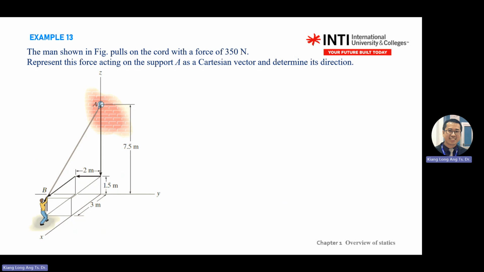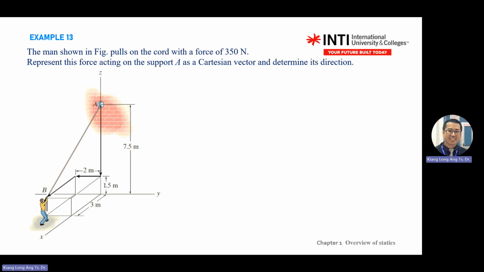You have a man trying to pull a cord, maybe because he wants to do some billboard decoration or Christmas decoration. So he pulls the cable with 350 Newton. These numbers can be changed in a test. Represent this force acting at support A. It tells you where the reference point is already. At support A, as a Cartesian vector, and determine its direction.